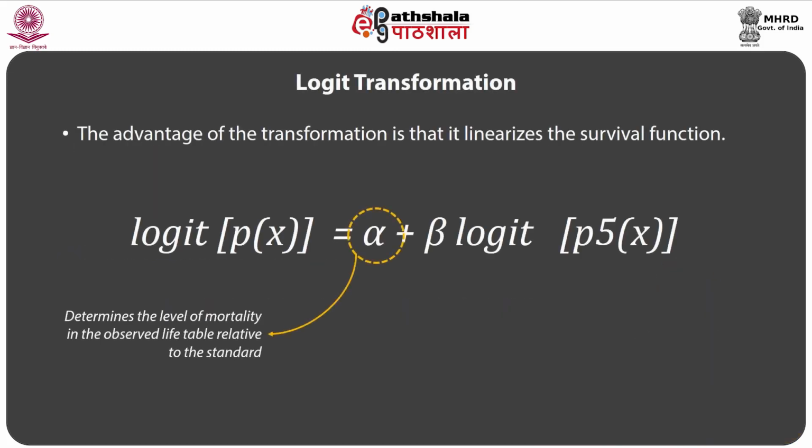The advantage of the transformation is that it linearizes the survivor function Px. The Logit linked linear equation is as follows: Logit Px equals alpha plus beta Logit Px star, where alpha effectively determines the level of mortality in the observed life table relative to the standard. Beta determines the relative importance of child versus adult mortality in the observed relative to the standard table.